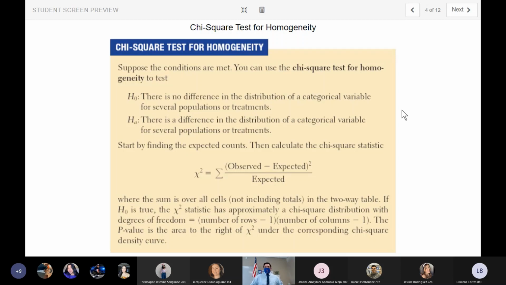Where the sum is over all cells, not including totals, in the two-way table. If the null hypothesis is true, the chi-square statistic has approximately a chi-square distribution with degrees of freedom equaling the number of rows minus 1 times the number of columns minus 1. So again, our degrees of freedom with a chi-square test depends on the number of categories. We do not need to consider the size of the samples. It is the number of categories that matters. In this case, it's the number of rows minus 1 times the number of columns minus 1. The p-value is the area to the right of chi-squared under the corresponding chi-square density curve.